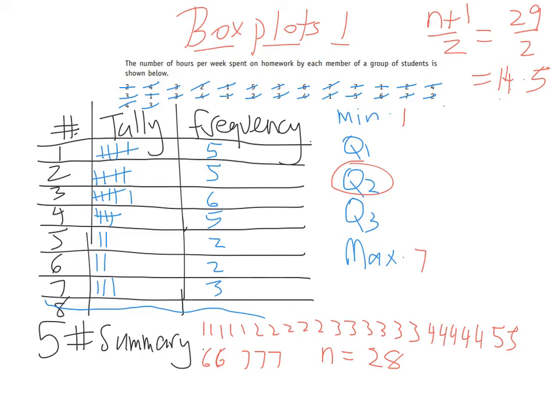Alright, so we're going to check out numbers here. I'm going to count off. We've got 1, 2, 3, 4, 5, 6, 7, 8, 9, 10, 11, 12, 13, 14, 15. So it's halfway between 3 and 3. So our median is 3.